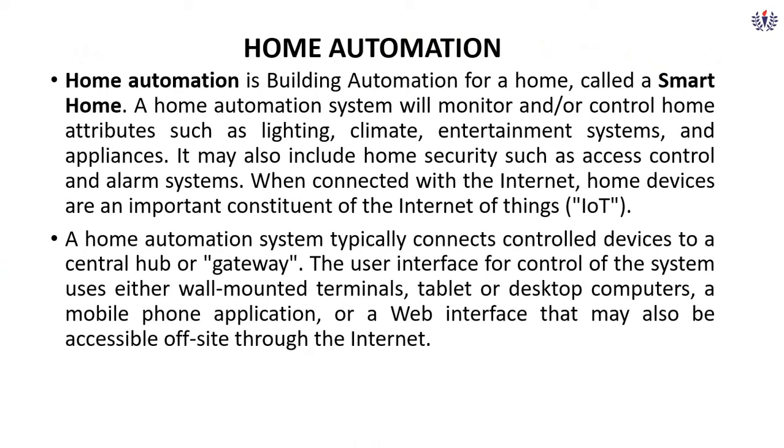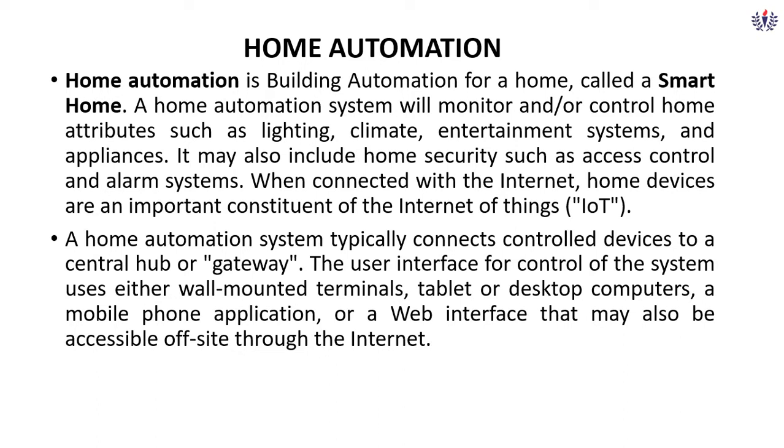So in this, we might have already seen various applications. One of the applications is home automation. Home automation is building automation for the home, called a smart home. A home automation system will monitor or control home attributes such as lighting, climate, entertainment systems, and other appliances. It may also include home security such as access control systems and alarm systems.